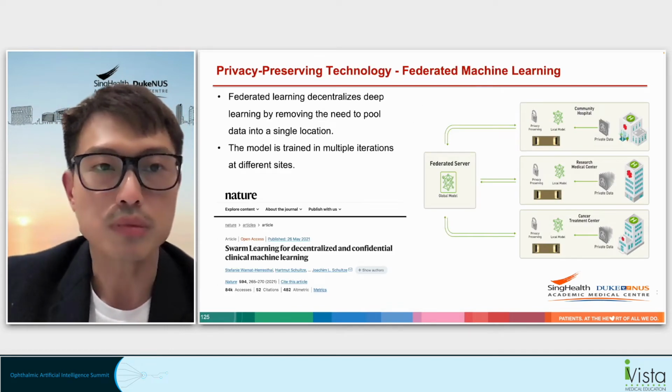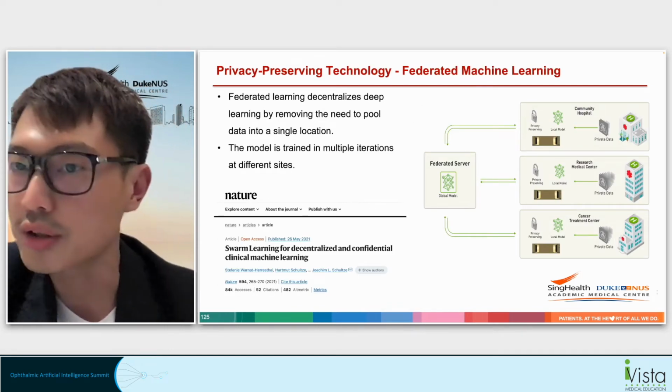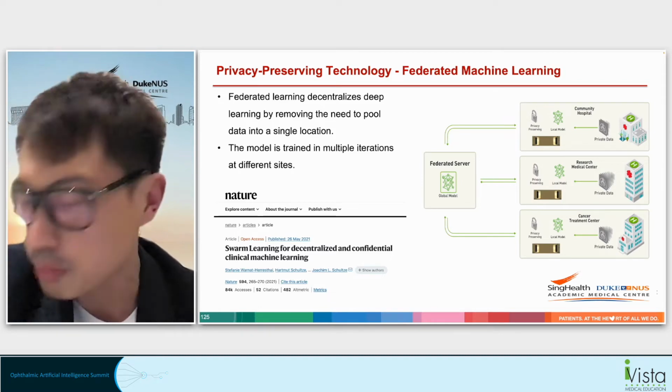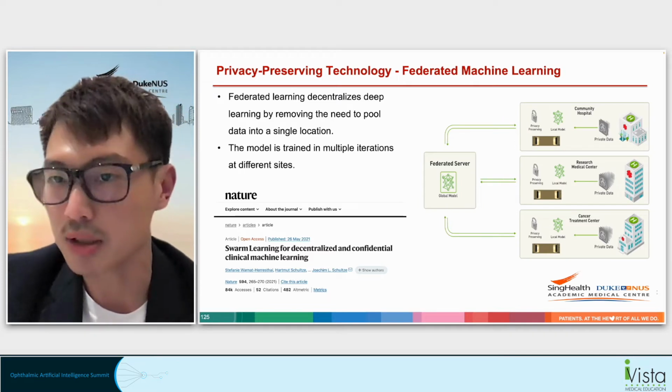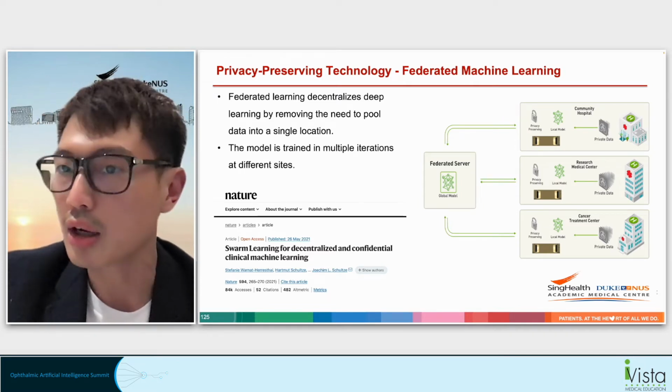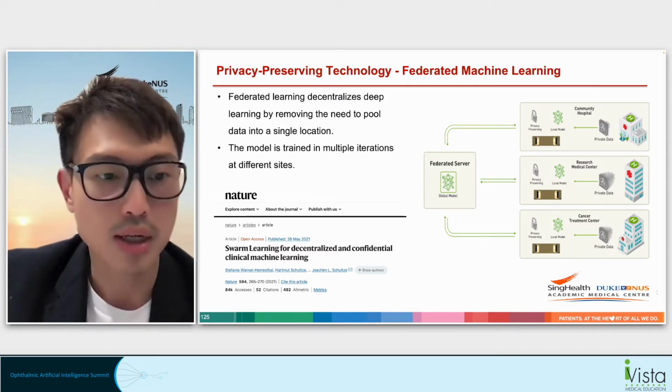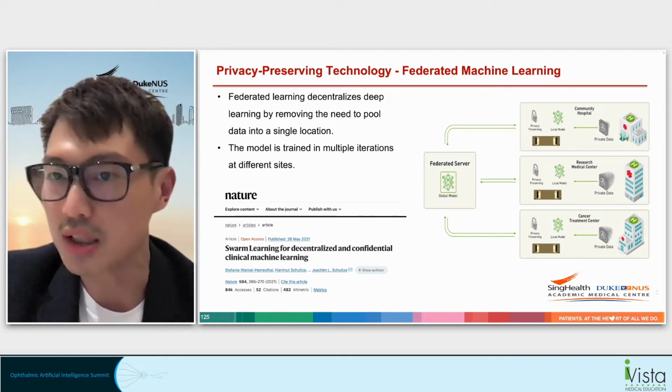Just a very brief slide on privacy-preserving technology. This is one of the methods that many technical teams are using. How do you share data without needing to send the data physically across the border?